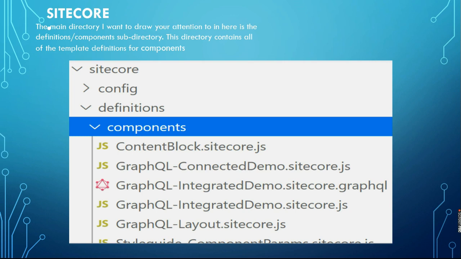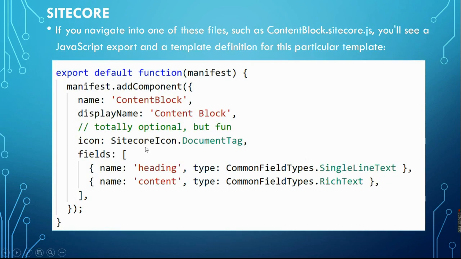Next, the sitecore folder in the solution. The sitecore folder is mainly for creating templates. In it we have config, definitions, and components. Components means you can define the template, and you can write the definition for that template. For example, this is the sample component manifest. It has the field definitions: single-line text, content type, and common file type.